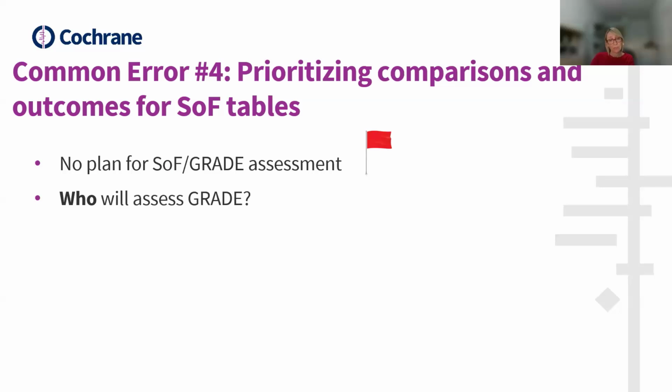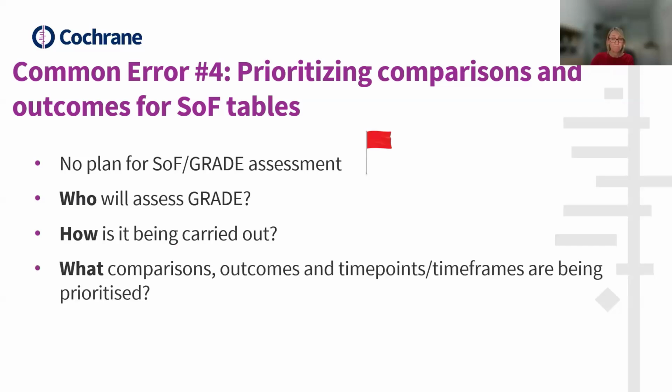It's important for authors to state who will assess GRADE. Are there two people working independently to assess the certainty of the findings in the review, with a plan for resolving disagreements? And how is it being carried out? Are GRADE considerations clearly described in terms of the 5 GRADE domains? And is GRADE appropriately referenced? Most importantly, authors should address what are the comparisons, outcomes, and time points or time frames being prioritized in the SoF tables.